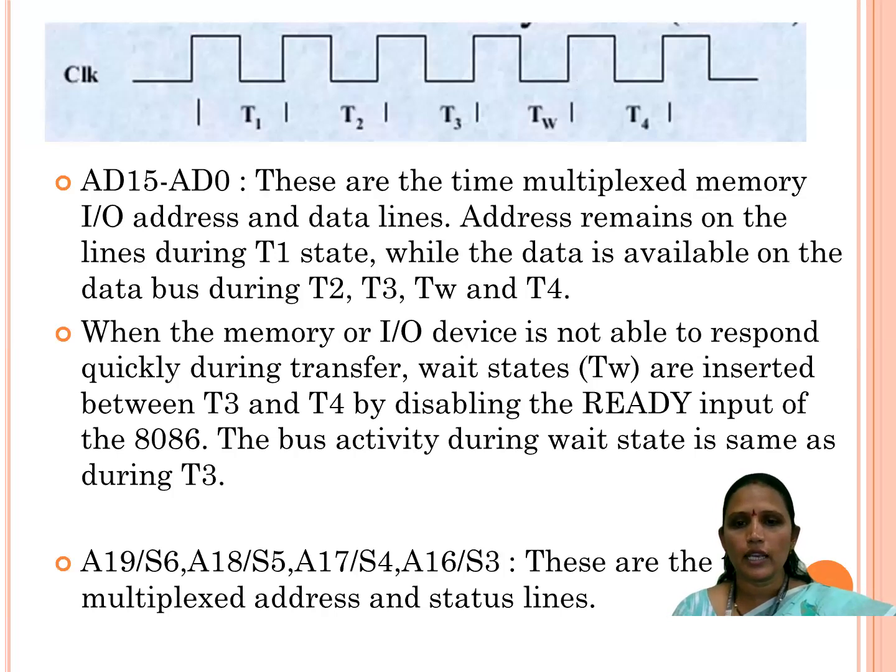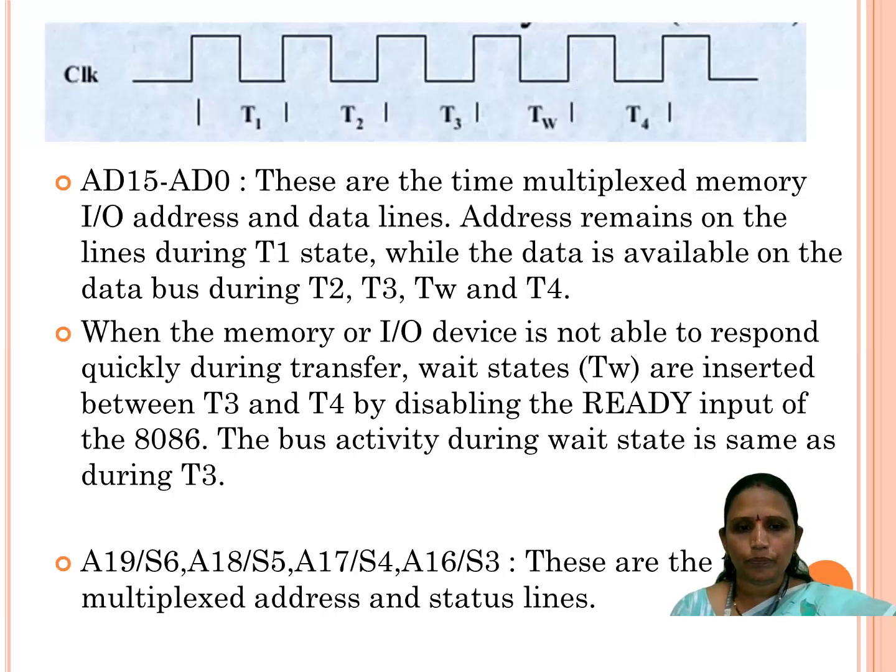So by disabling the READY input of the 8086, if the memory or device is not able to respond quickly, then the processor is going to wait in a TW state. The bus activity during the wait state is the same as during T3.